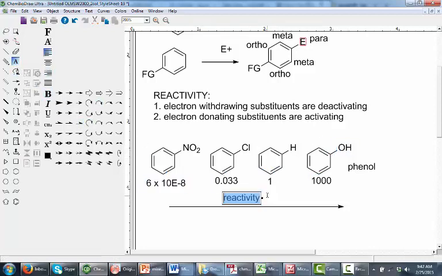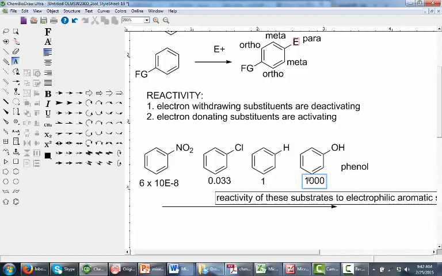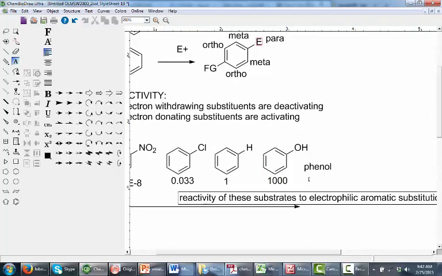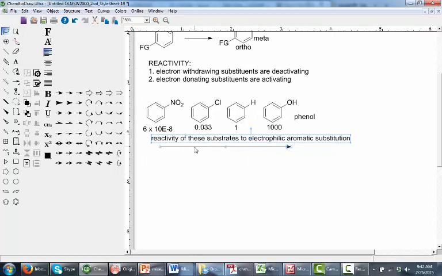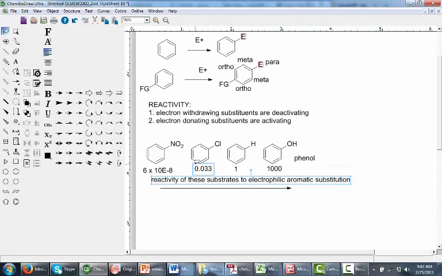So here I'm talking about the reactivity of these substrates to electrophilic aromatic substitution. In general, and these particular numbers are for the reaction of these substrates to nitration. Now, in general, so that's as far as reactivity. And we're going to talk about why the reactivity is affected in a little bit more detail in a bit.